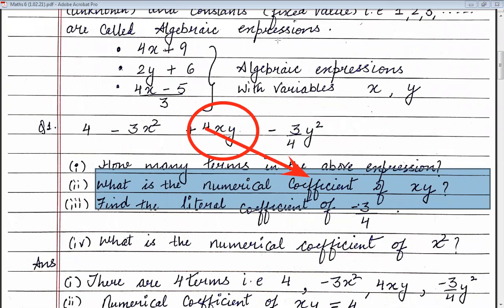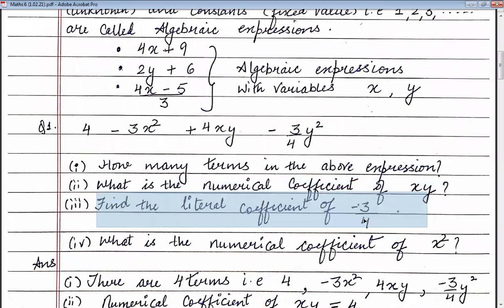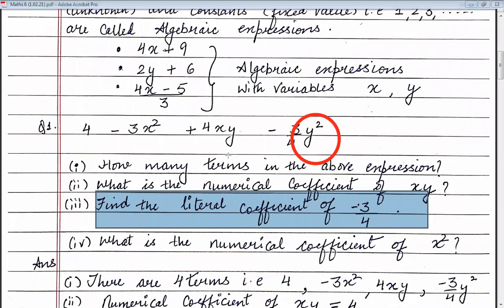Okay, now let's move on to our third part. Let's see what is in the third part. It says find the literal coefficient of minus 3 upon 4. Now let's find the term whose numerical coefficient is minus 3 upon 4. And you can see that this is the last term of the expression. Here the numerical coefficient is minus 3 upon 4, but you have to tell the literal one. Which one is the literal? y square. So what is the answer to the third part? y square is the literal coefficient of minus 3 upon 4. Okay, students.